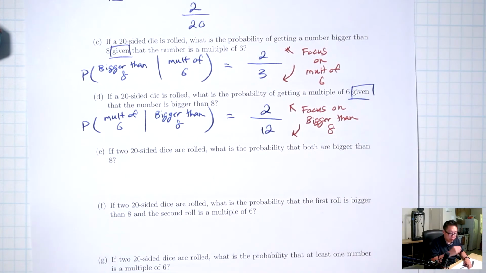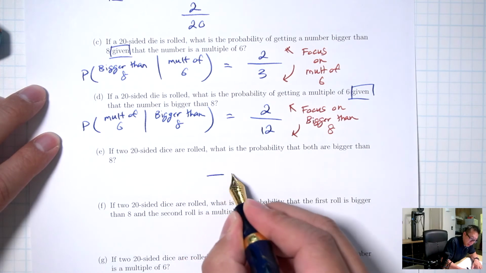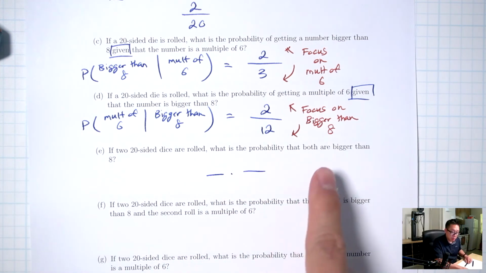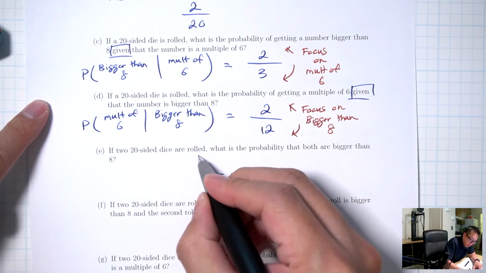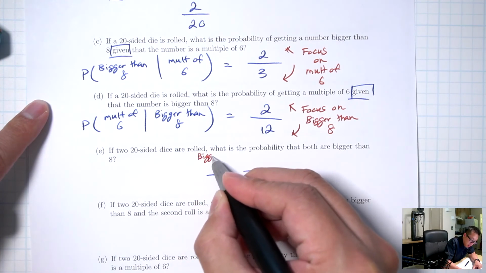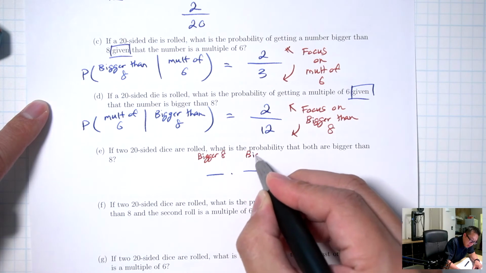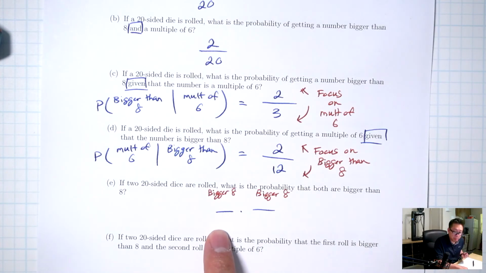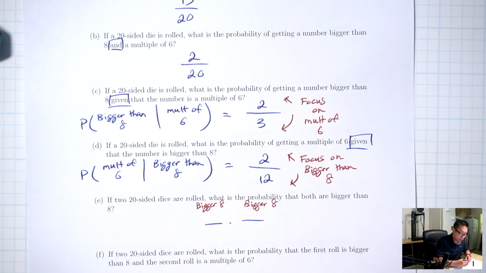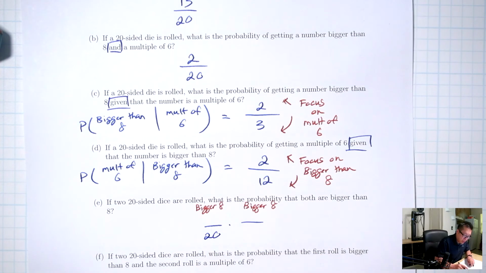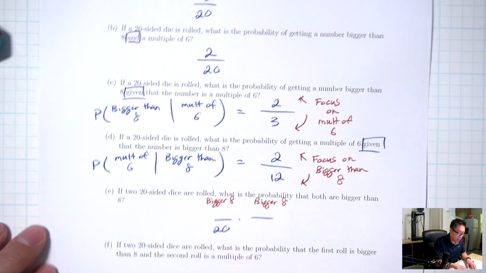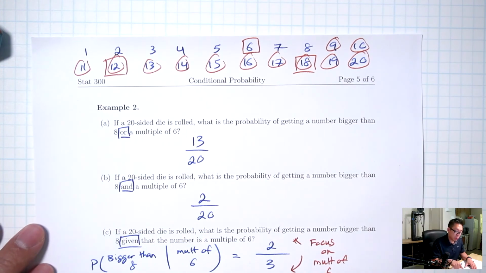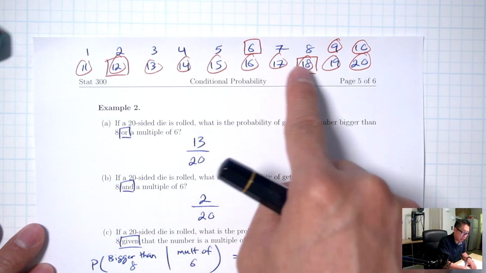Part E. If 2 20-sided dice are rolled, what's the probability that both are bigger than 8? So we're talking about 2 now. I should have 2 fractions. And both of these I want bigger than 8. Okay, first fraction, the bottom, how many are there total? 20. And how many are bigger than 8? These are the circles. 1, 2, 3, 4, 5, 6, 7, 8, 9, 10, 11, 12. 12.